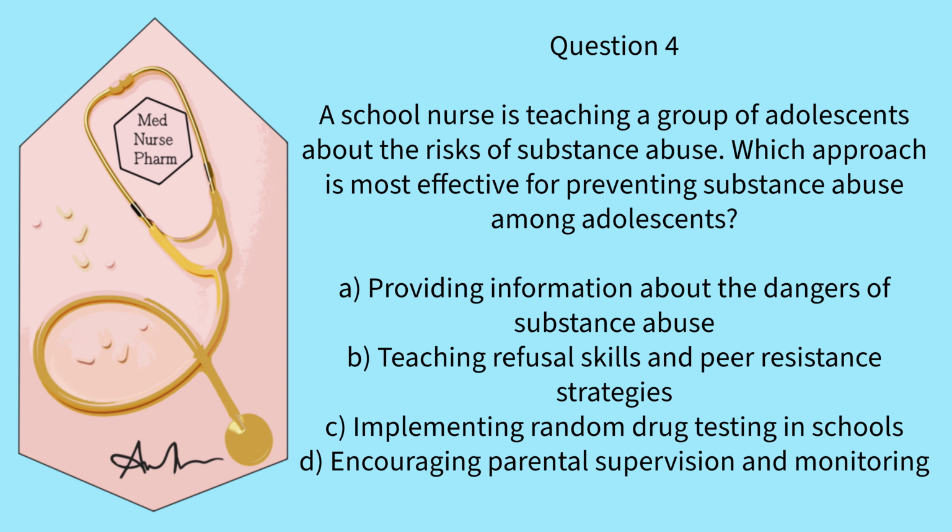Question 4. A school nurse is teaching a group of adolescents about the risk of substance abuse. Which approach is most effective for preventing substance abuse among adolescents? Providing information about the dangers of substance abuse, teaching refusal skills and peer resistance strategies, implementing random drug testing in schools, encouraging parental supervision and monitoring. Pause the video and select your answer.